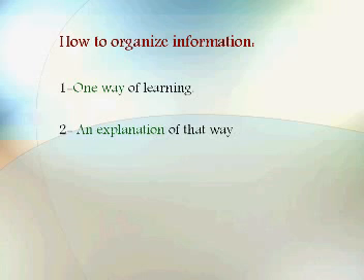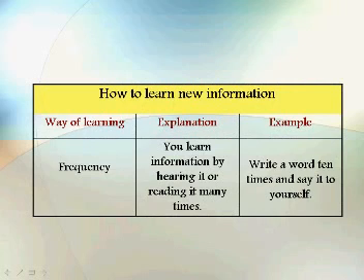And you move to an explanation of that way. You explain the meaning of that way, what is the meaning of frequency, what is the meaning of variety, whatever. And finally, you should write an example of that way. Give an example and write about it. Okay? In order to make it easier for you, we'll show you this table. You can write your information in a table. You have one way of learning, frequency, variety, mnemonics, association.